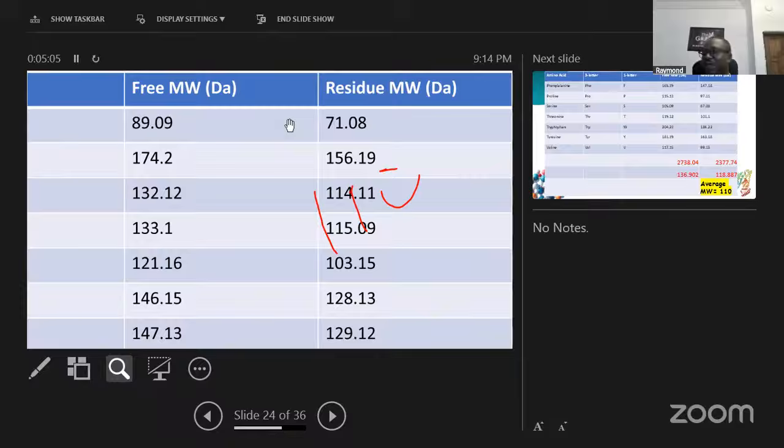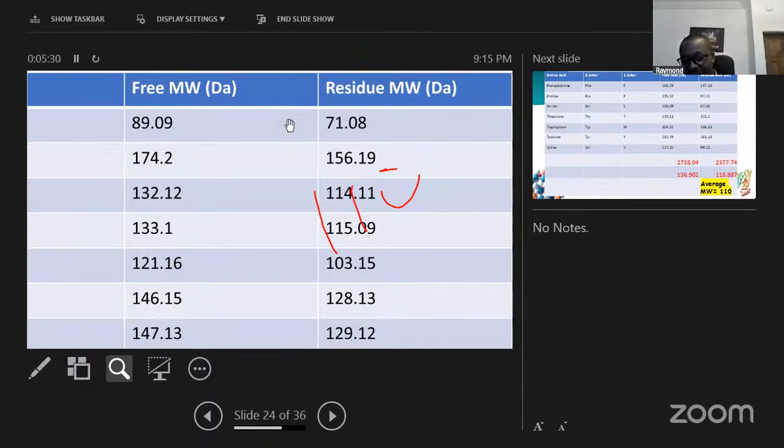Okay, somebody said because it loses either its carboxylic or amino group to form the peptide. Okay, so now if you subtract 18 from 89.09, what do we have?